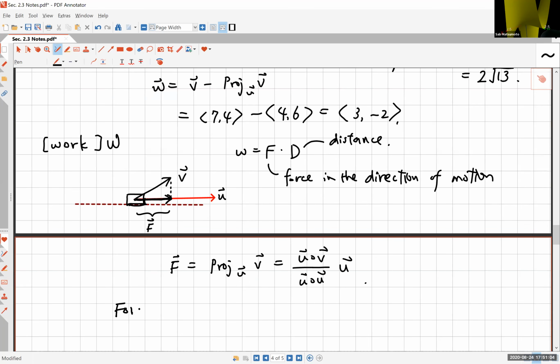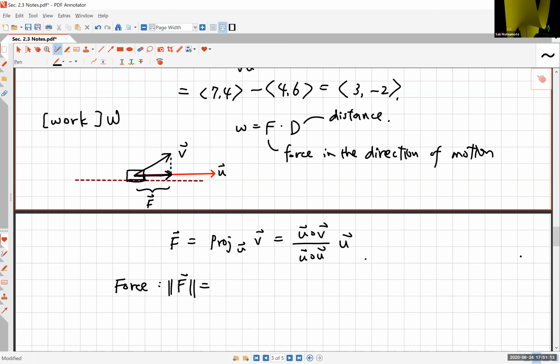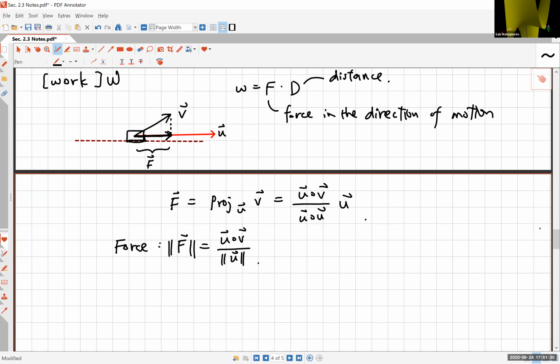The force as the scalar is the magnitude of this force. We have the formula for that too, right? What is that? Okay, remember that's the scalar, the length of this projection. And we also had a formula for that. That's U dot V divided by not U dot U, but just the scalar, the length of U. Okay, so that's an application of vector analysis in physics, right?